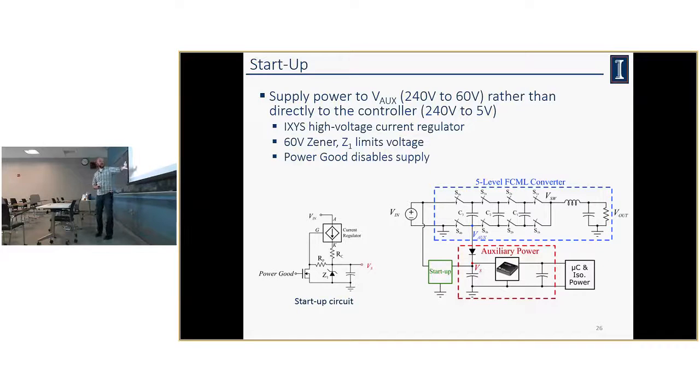In this case, we're just using a current regulator. It supplies constant current, but it's rated to a very high voltage. And then we basically use a zener to regulate that and make sure that we don't go above that 60 volts. Because again, we don't want to feed something higher than 60 volts to this switch mode power supply.